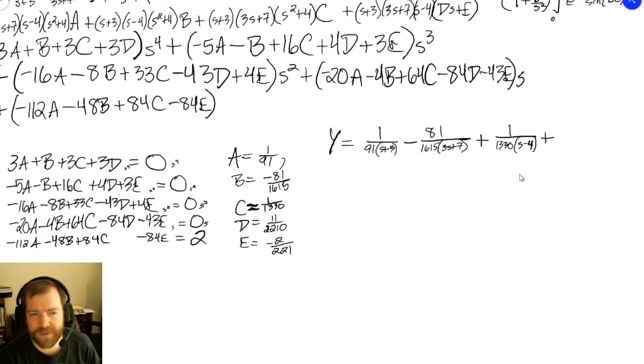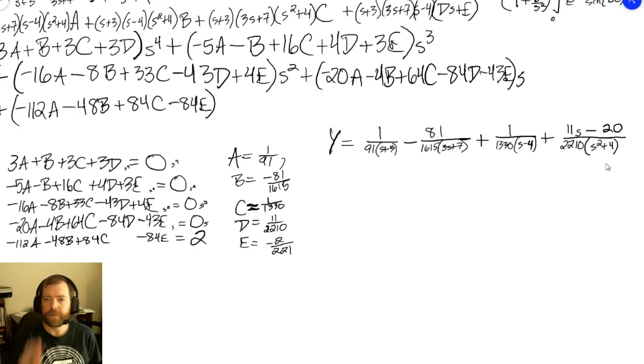All right, plus d is going to be 11s divided by 2210 times (s squared plus 4), but then we have a plus e, which is going to be minus 2 divided by 221, and then we're going to multiply both top and bottom by 10. So it's going to be a minus 20.